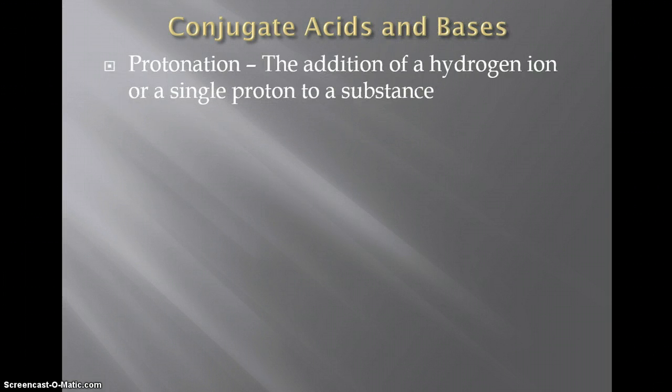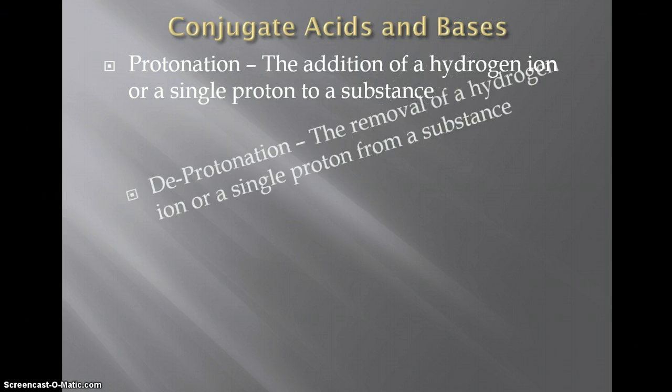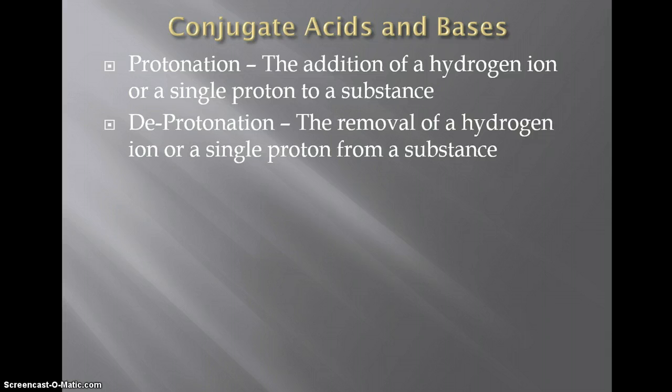Okay, so conjugate acids and conjugate bases. Before we actually get to conjugates, the first thing we need is two terms here, protonation and deprotonation. Protonation is the addition of a hydrogen ion or a single proton to a substance. This would be if we were talking about a Bronsted-Lowry base being able to receive a hydrogen ion or receive a proton. That process of adding that hydrogen ion or that proton is what we call protonation.